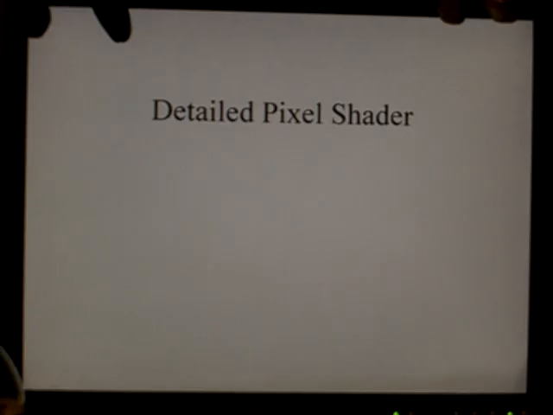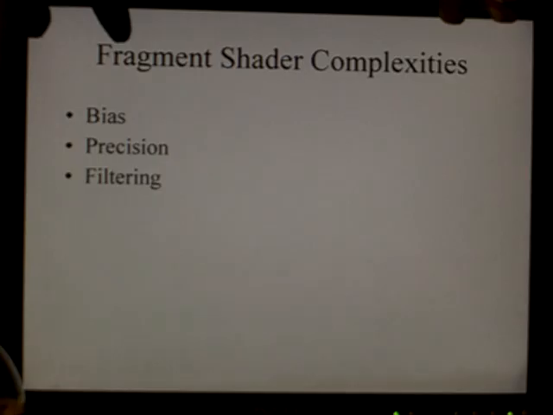So I want to go back to the pixel shader in a lot more detail, and make sure I cover all the little significant issues. The main issues that I skimmed over here were a minor bias issue, a significant precision issue, and the lion's share of the time here is about filtering, texture filtering. I was just hand waving and assuming nearest neighbor sampling on the physical texture.